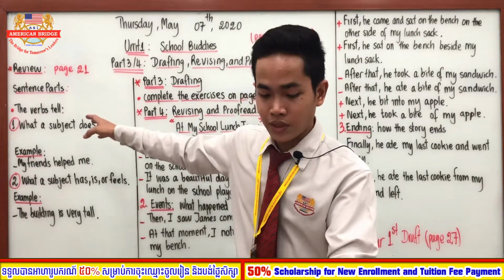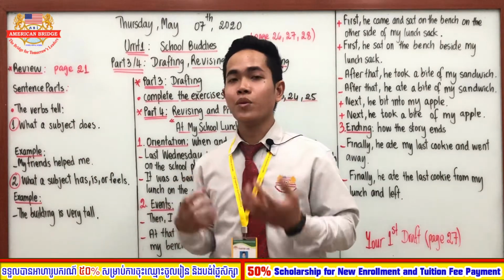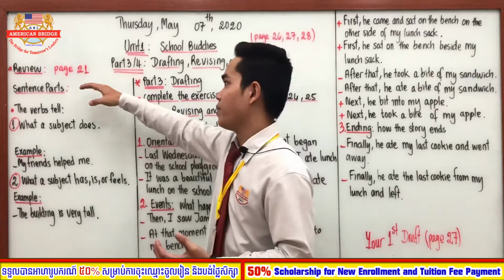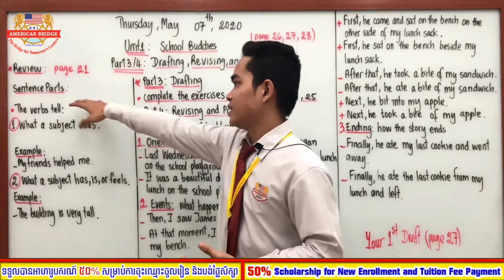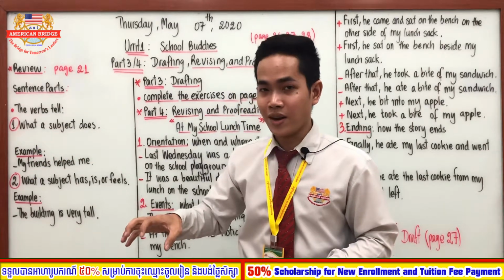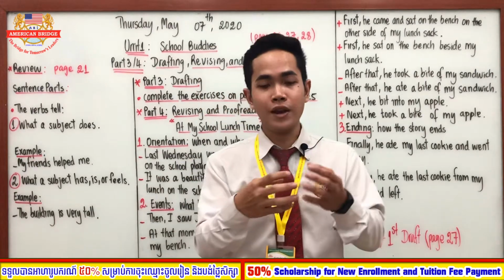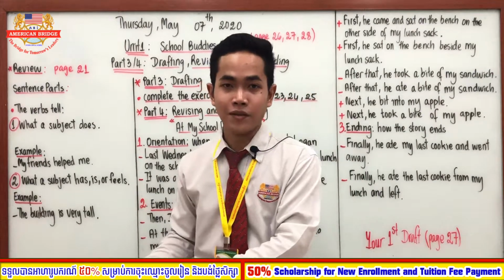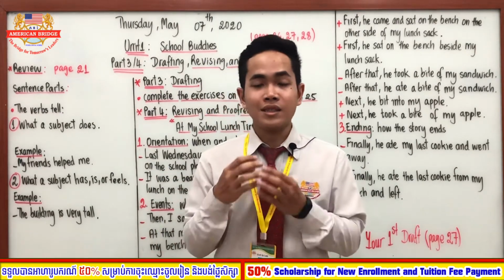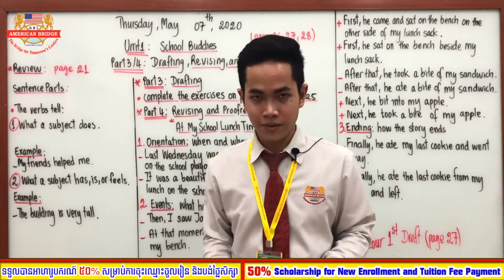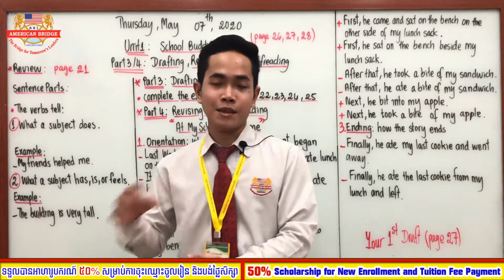Section 1 is about the review. Last week, do you remember what we studied? Of course, we studied page 21, right? On page 21, we studied the sentence parts. Do you know sentence parts already, right? In one sentence, we always have the verb and we also have the subject. If we don't have the subject or the verb, that sentence is not complete. So if you want to make your sentence complete, you have to add a subject and a verb.